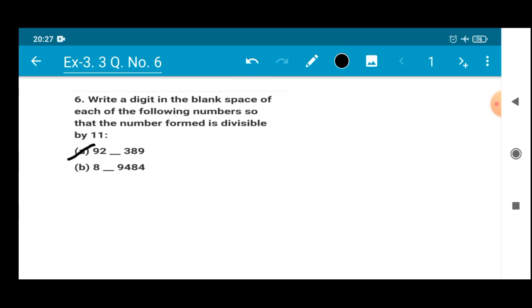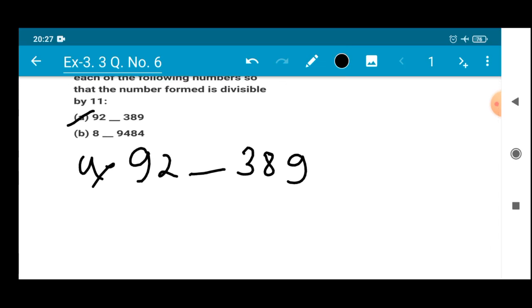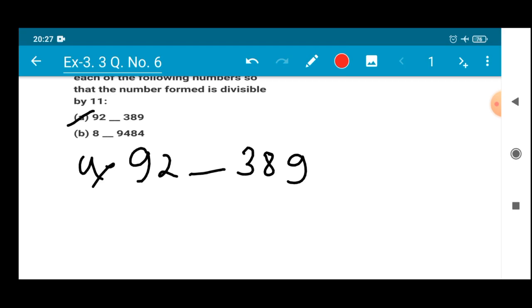So let's do this. Number A, 92, blank space is there. We have to fill this blank space. Any digit should be there, but if we combine this, the number should be divisible by 11. So you all know the divisibility rule of 11. That is, the difference of the sums of the even and the odd places should be 0 or a multiple of 11, right? So let us first of all differentiate the place values.